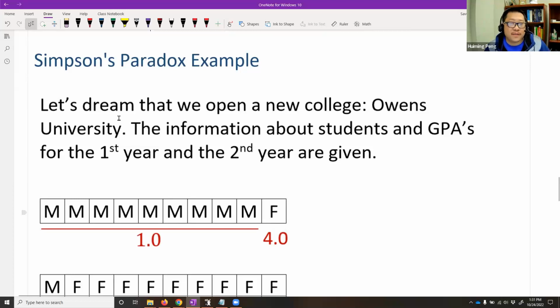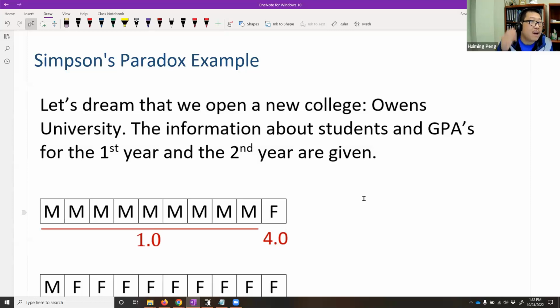Let's dream that this is a fake one, fake data. Let's dream that we open a new college, Owens University. The information about the students and the GPAs for the first year and the second year are given. Our purpose in this question is to compare the first year to the second year, to see which year we have a good learning outcome.